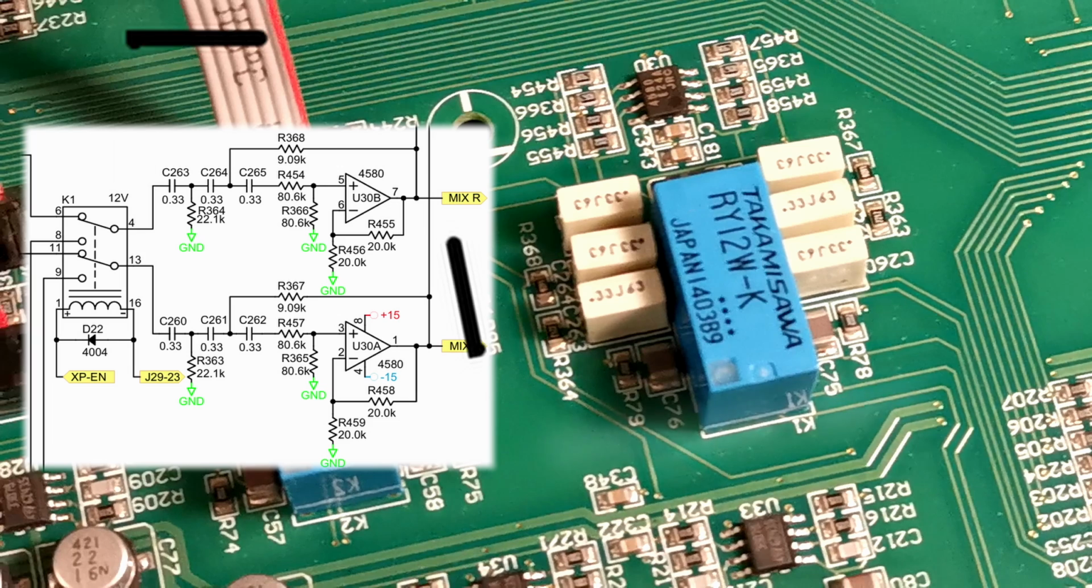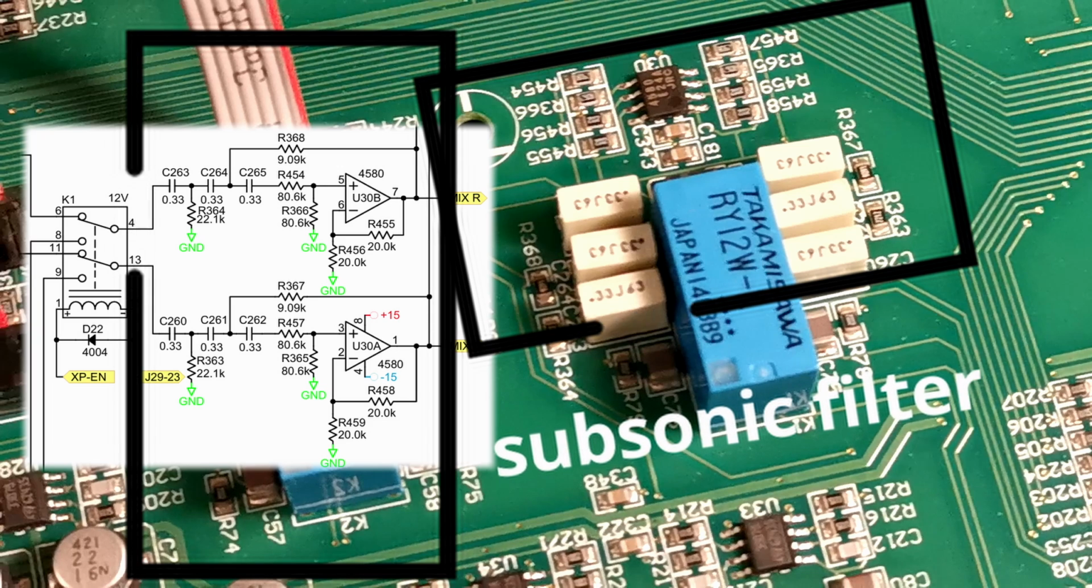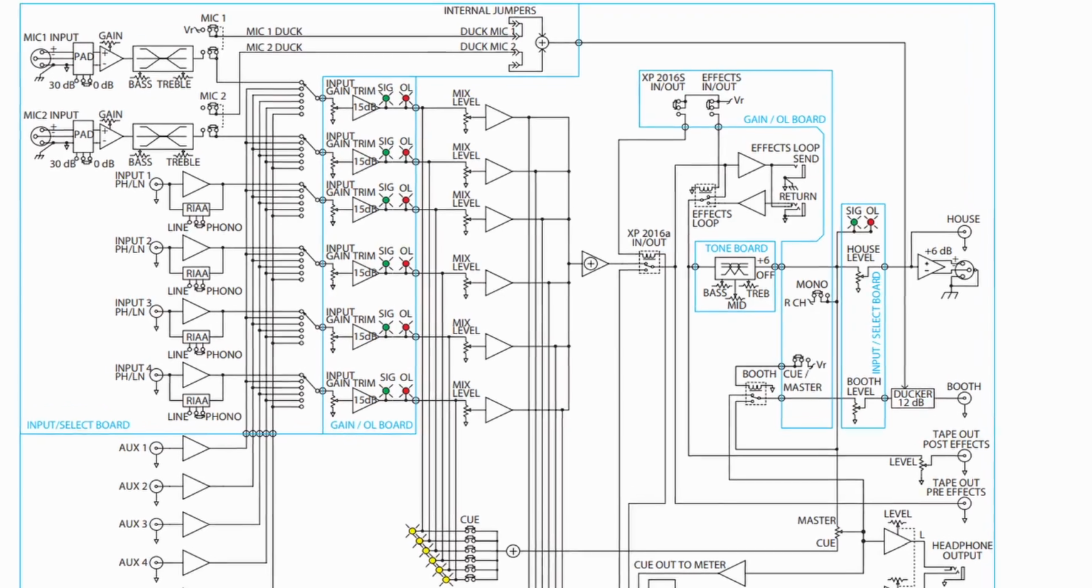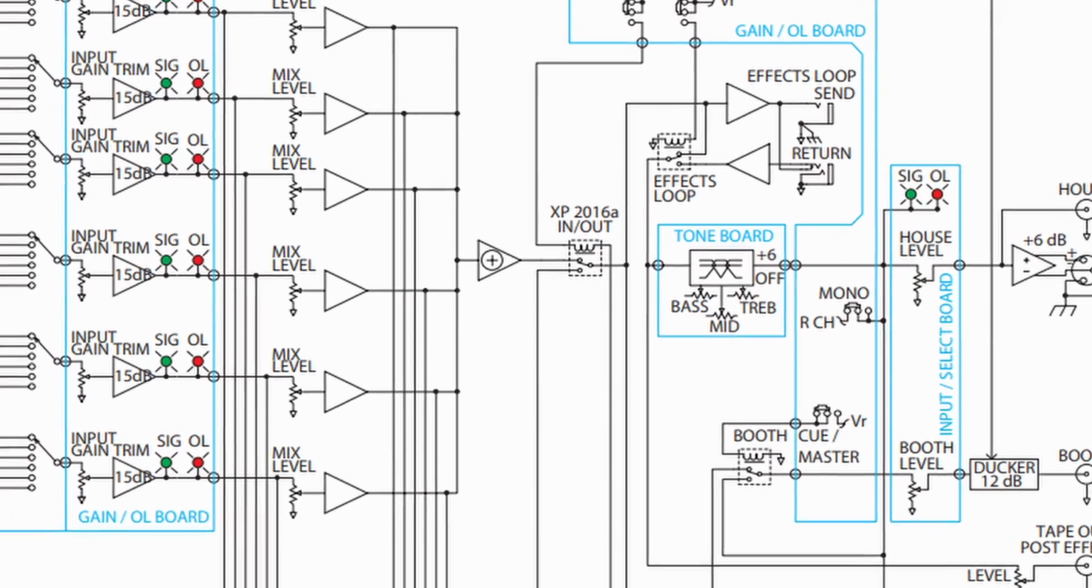Straight after the switch, the signal goes to the subsonic filter. Not every mixer has it, but it's a very useful thing in the club environment. It cuts off unnecessary low end that may cause feedback. So we have all the sources summed. What else can this mixer provide?